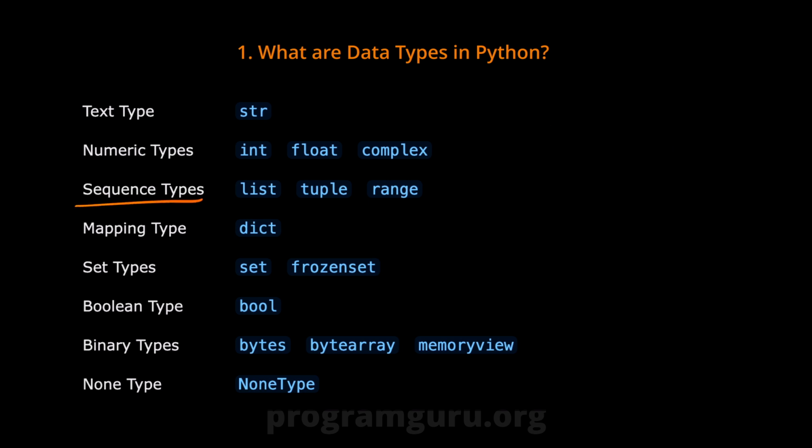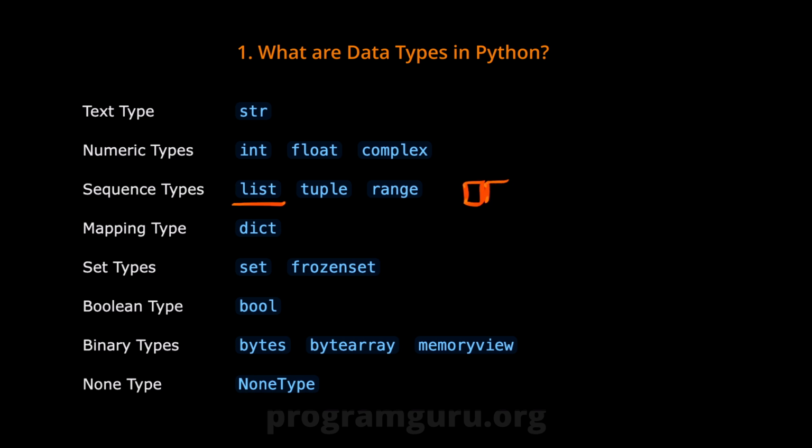Next category is sequence types. These are collections that store objects in a sequence. You can access individual objects using the position of the object in the sequence. There are 3 types: list, tuple, and range.